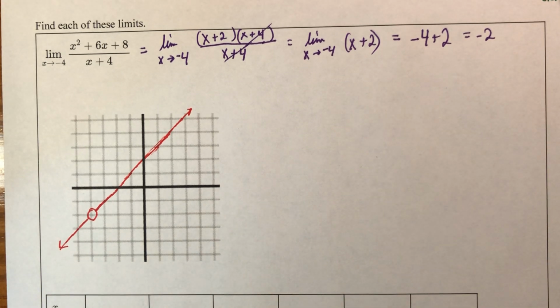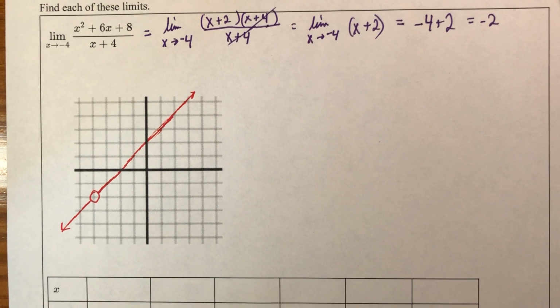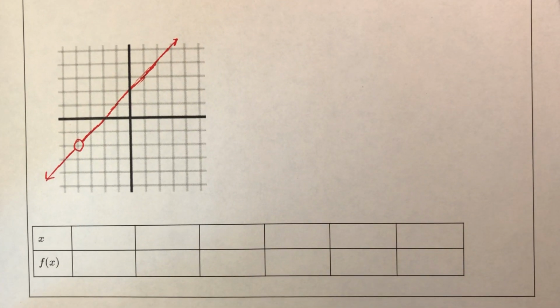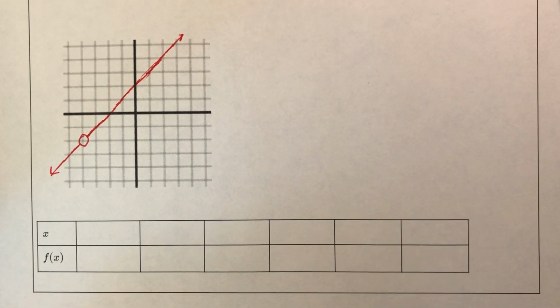I know at this point you're like, okay, I got it. I hear you. One more. Let's make a table. The only thing I can't plug in is a negative 4. This is a really handy technique, by the way. So what I'm going to do is approach negative 4. I'm going to sneak up on negative 4.